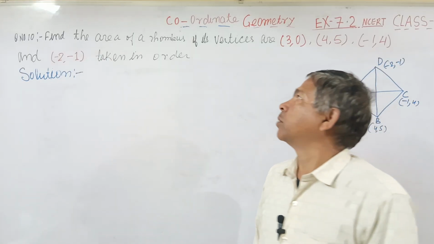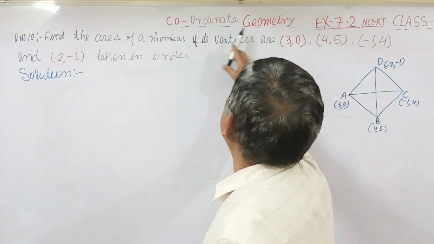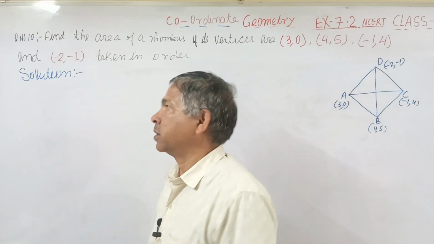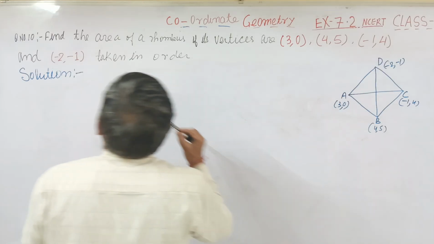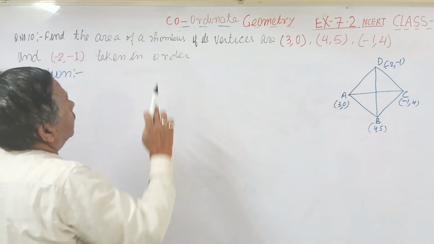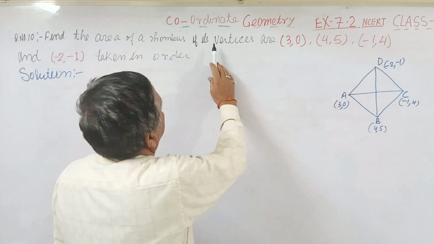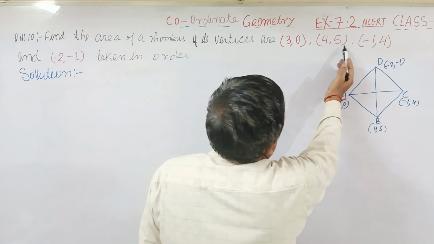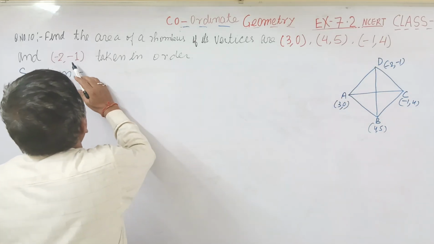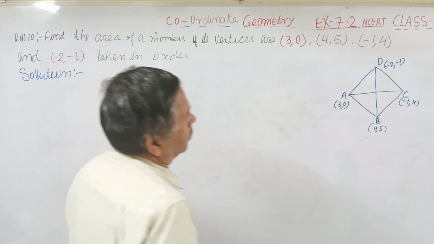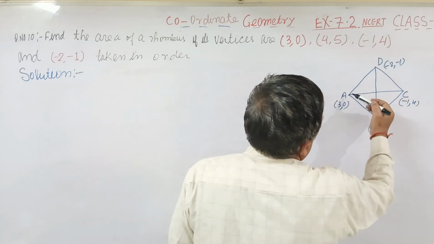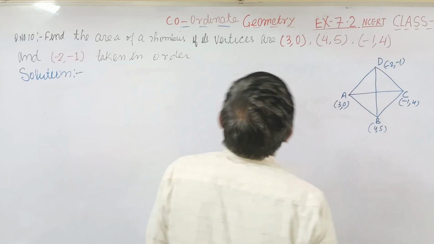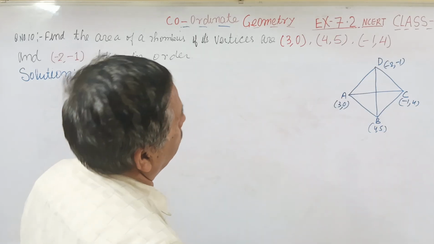Today we will learn question number 10 of coordinate geometry, exercise 7.2 of the NCERT book for class 10th. The question is: find the area of a rhombus if its vertices are (3, 0), (4, 5), (-1, 4) and (-2, -1), taken in order. So let us say this is our rhombus ABCD. We have to find the area of the rhombus.